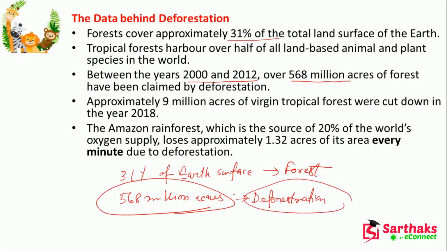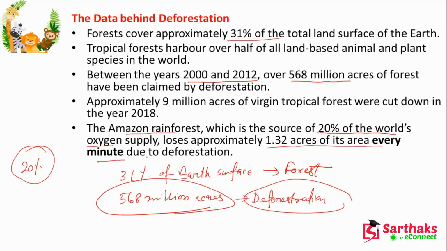This is now not forest land. And the Amazon rainforest, which is a source of 20% of the world's oxygen. Can you imagine how much oxygen we require in the world, because the human population is huge, and animals also. So 20% of the oxygen is supplied by the Amazon rainforest, and it loses approximately 1.32 acres of its area every minute due to deforestation. Every minute due to deforestation.